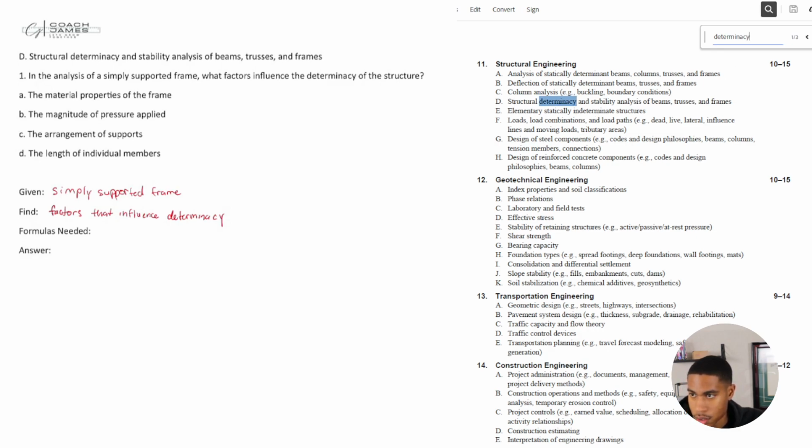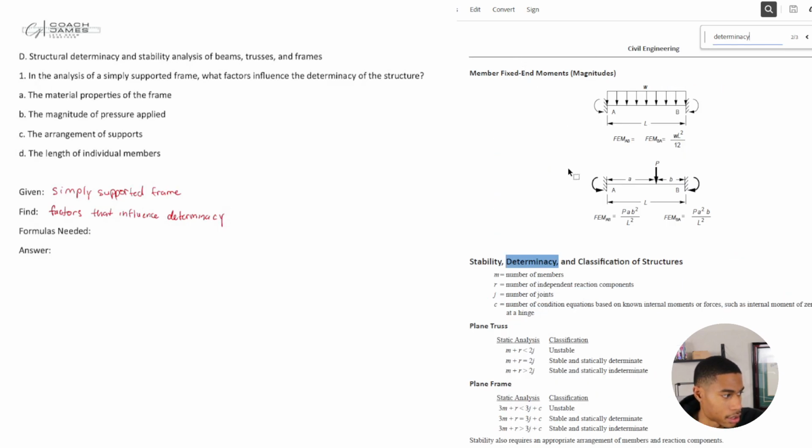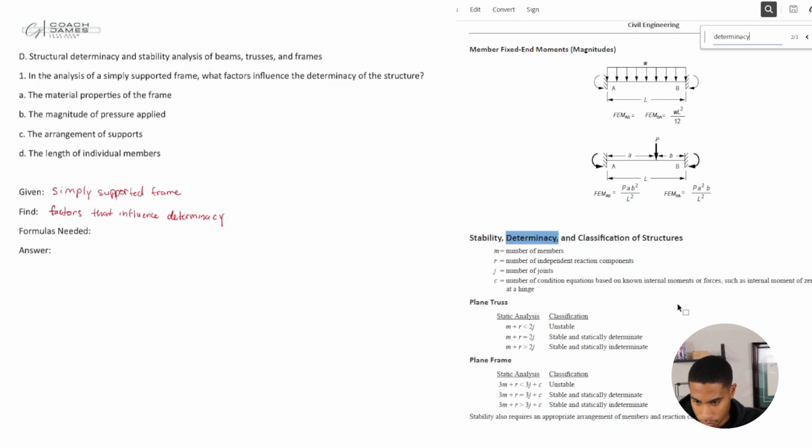Okay. So determinacy, three things come up when I search in the handbook. Determinacy in a frame, right? What influences the determinacy, or whether it's unstable, stable and statically indeterminate, or stable and statically determinate. Looks like by this formula we have 3m plus r. So m is members, r is the independent reaction components, j is the number of joints on the frame, and then c would be things dealing with hinges.